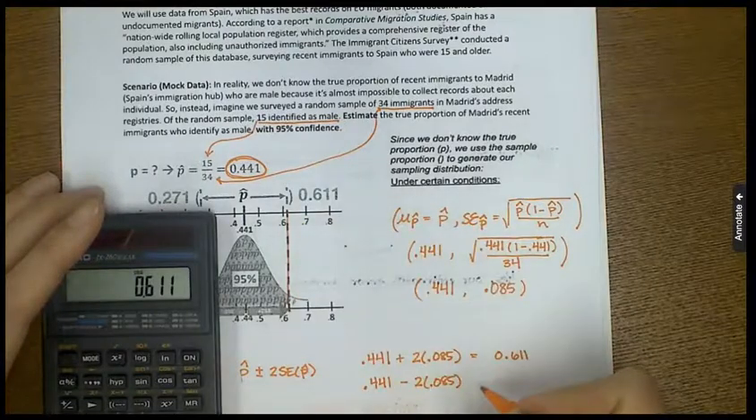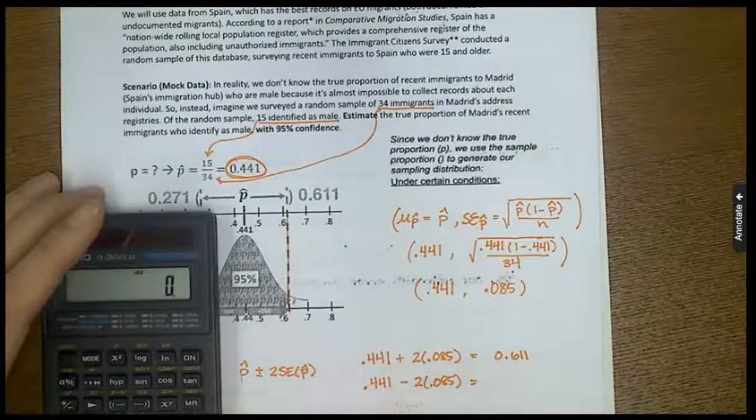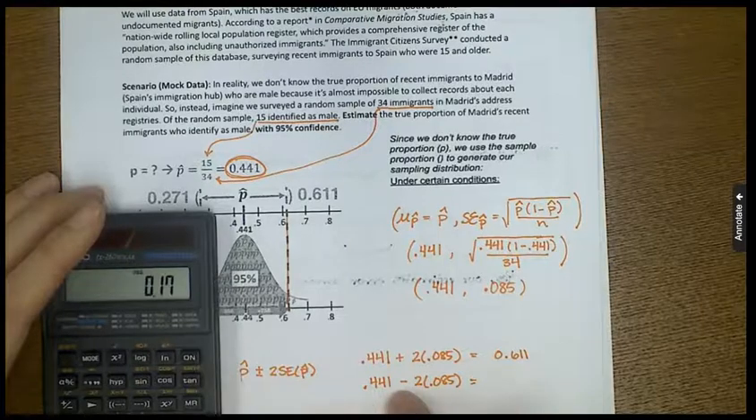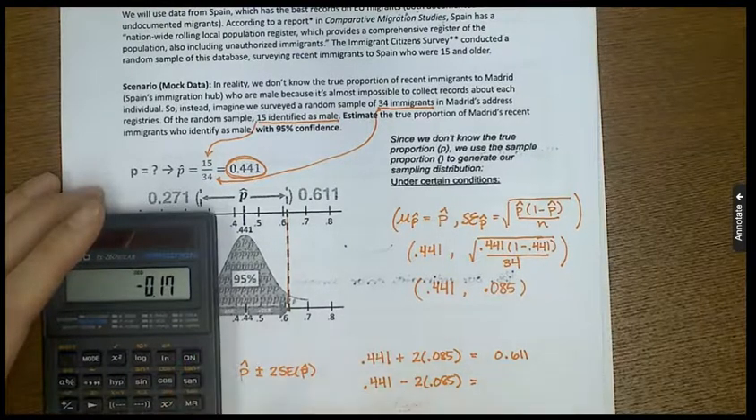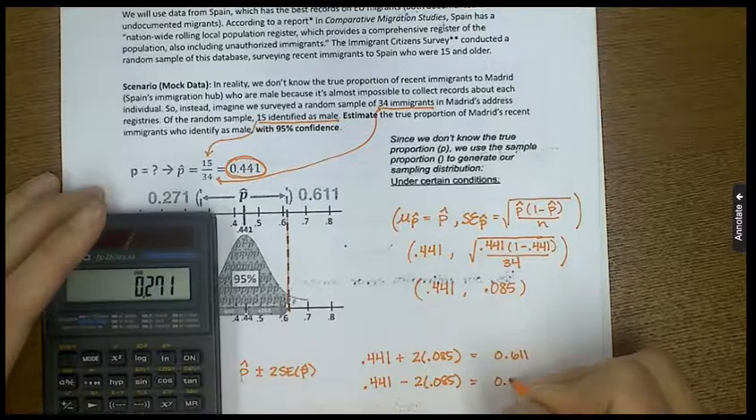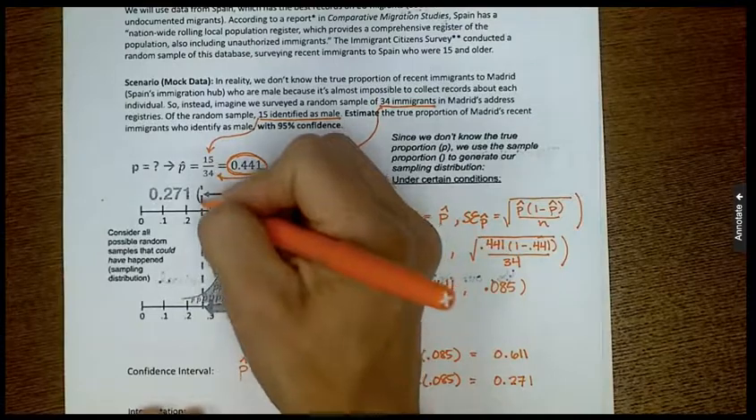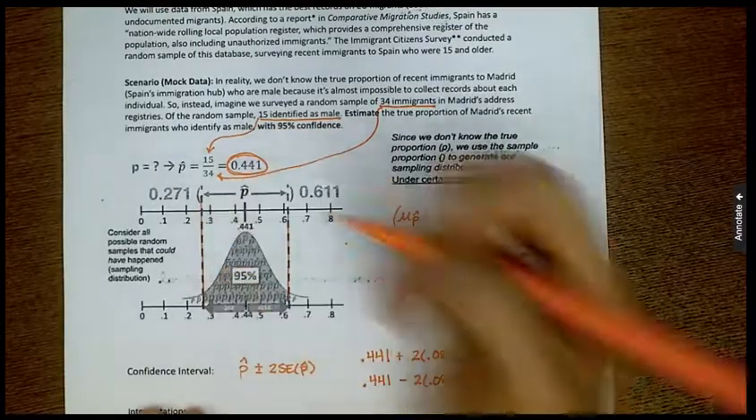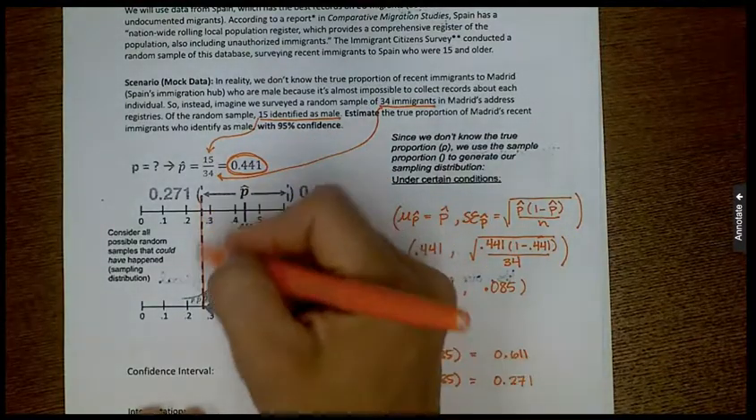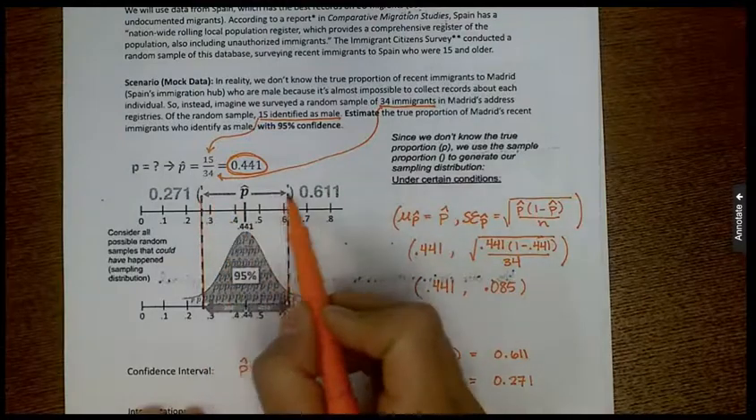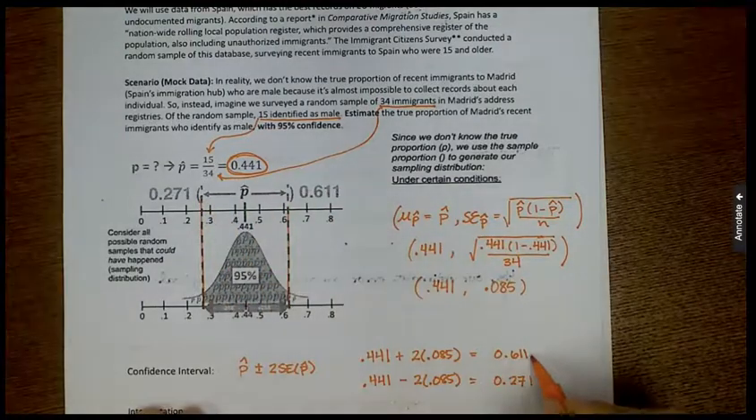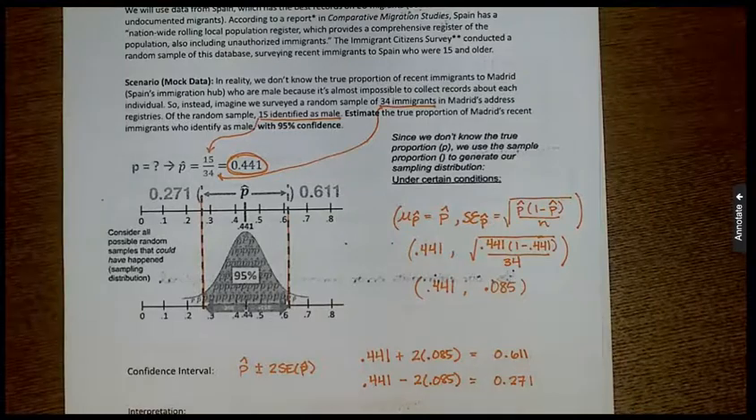Okay, and this other one is 2 times 0.085. It's a negative, so let's make it negative and then add to it 0.441. So I get 0.271. So that's going in this direction, this way. That is our boundary line, I guess you could say, for this side. So I know that my confidence interval is going to be between these two numbers.